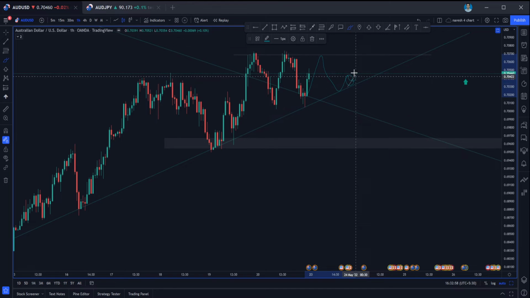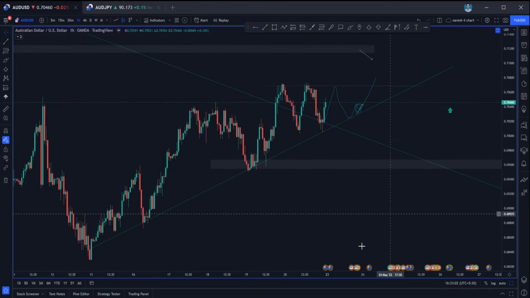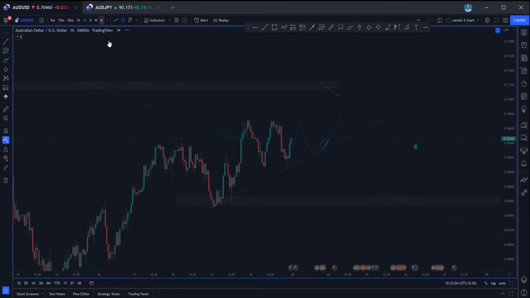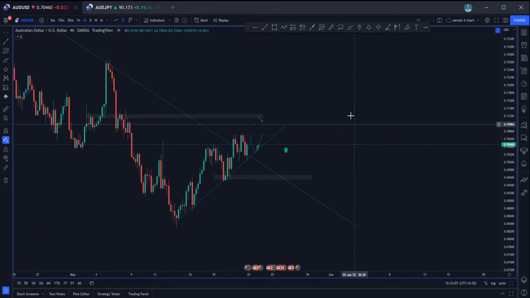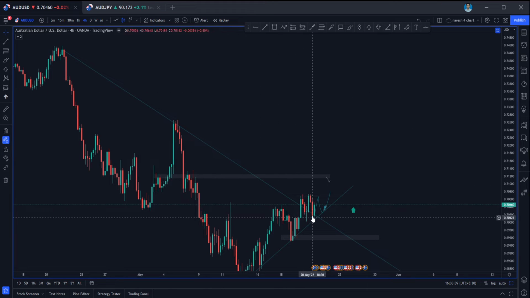Here I will be looking for long entries from here, and you can continue the trend up. In the 4 hour time frame it is bullish, and in the 1 day time frame the trend has also already broken. So this is an important resistance here.